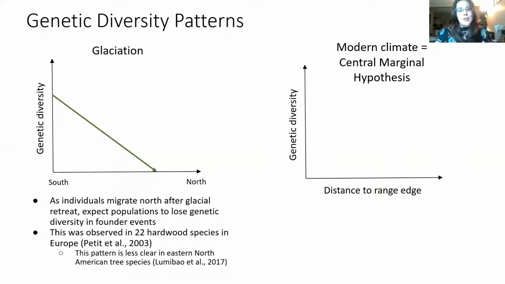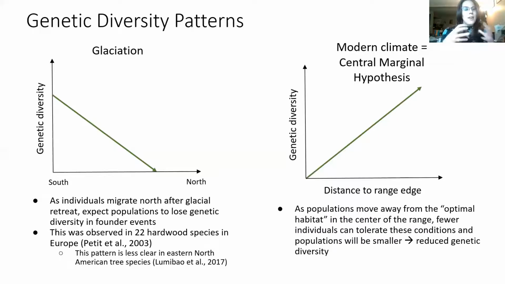If we expected modern climate to be a bigger determinant of butternut's genetic diversity distribution, we'd expect it to show something along the lines of the central marginal hypothesis, where as you get closer to the center of the range of a species, you expect it to show more genetic diversity because that's the most optimal habitat.